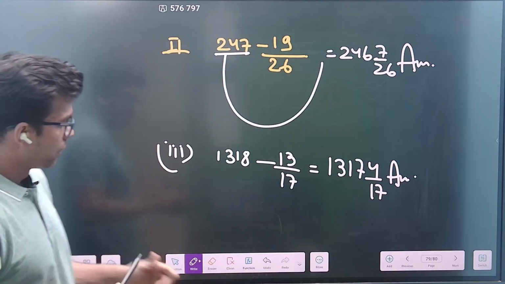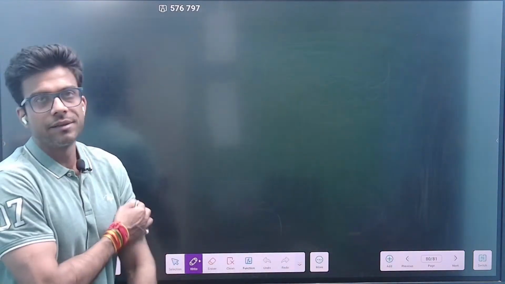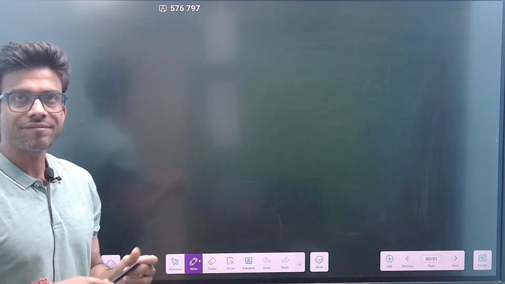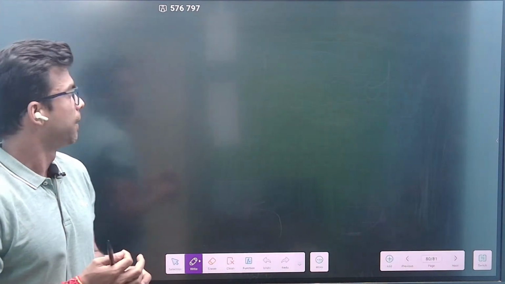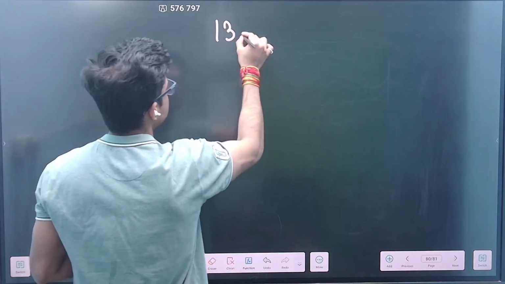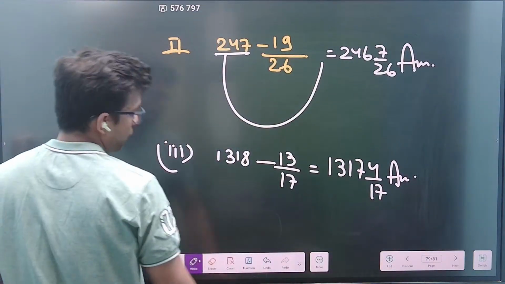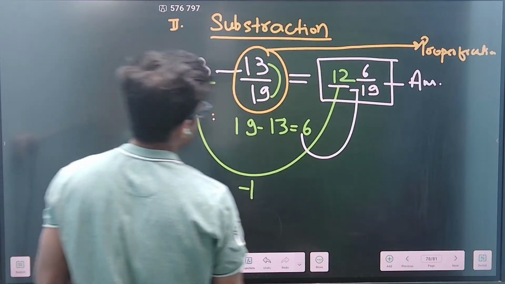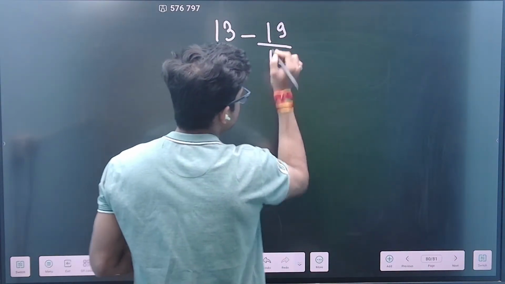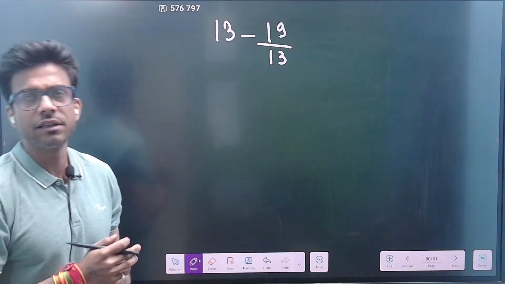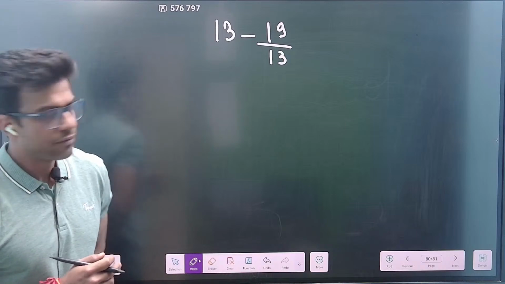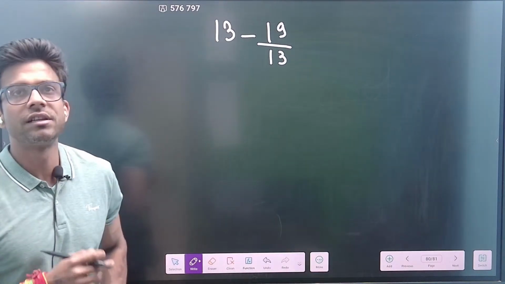Fine. Let's come to the other part. Now, suppose I have an improper fraction. Take the same example, 13 minus. Earlier it was 13 minus 13 by 19, right? Now do 13 minus 19 by 13. Now the fraction changed. Everything changed. Is it right? Yes or no? Now it is becoming something different.